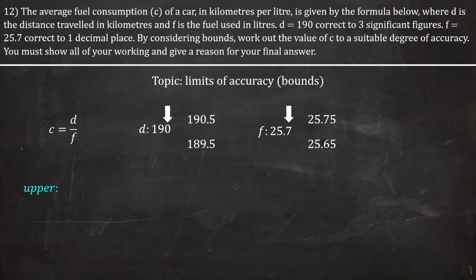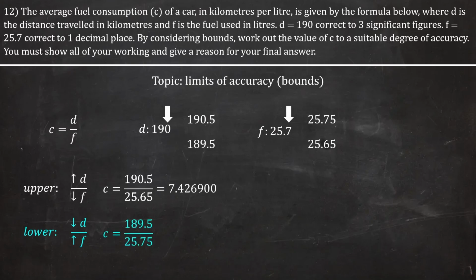For the upper bound, we are going to use the largest value of D and the smallest value of F, which is going to be 190.5 over 25.65. You put it in your calculator and you get 7.426900. Do not round it at this point at all, very important. Lower bound, we're going to be using the lowest value of D and the highest value of F, which will give us 189.5 over 25.75, which is 7.359223.